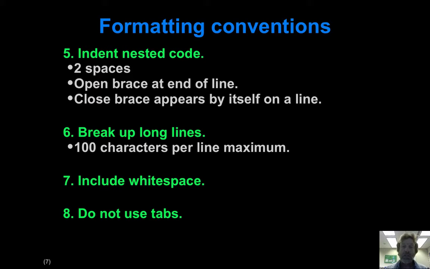And again, the Eclipse formatter will enforce this or automatically format your code this way if you set it up that way. 100 characters per line maximum. Have some white space. Do not use tabs. Tabs are the spawn of the devil. And in Eclipse, there's a setting which will automatically remove tabs and replace them by spaces.